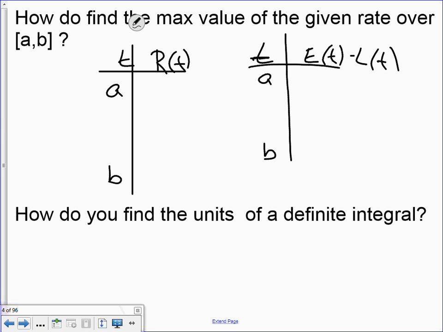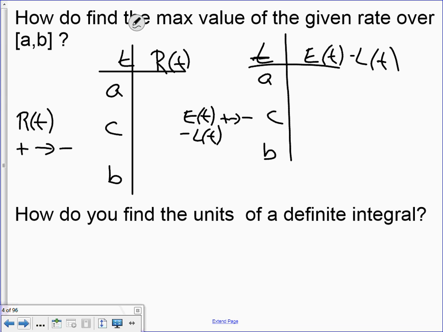Where else? Where it goes from positive to negative. So you'd have to find out where, in this case, R of t goes from positive to negative. Let's say that value is C. Or in this case, where rate in minus rate out goes from positive to negative. And then you could evaluate the rate, plug those numbers in, and compare them.